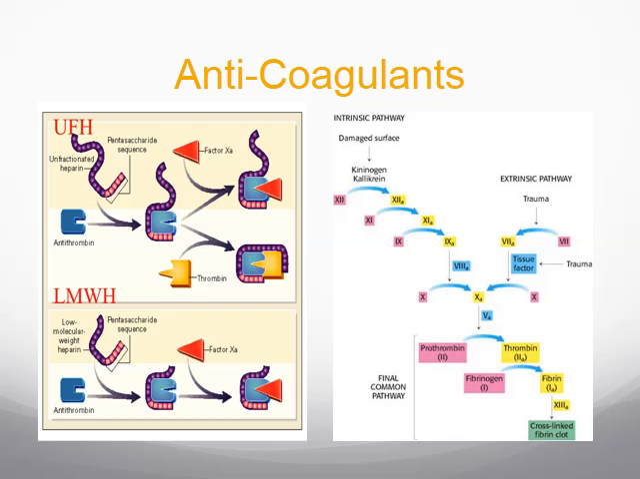So anticoagulants. This is the bread and butter of our DVT prophylaxis. And according to the CHEST guidelines, the most effective pharmacotherapeutic option for DVT prophylaxis through anticoagulation is the unfractionated heparin and the low molecular weight heparin. Like I said, fondaparinux is also an alternative, but that's for more acutely ill hospitalized patients.